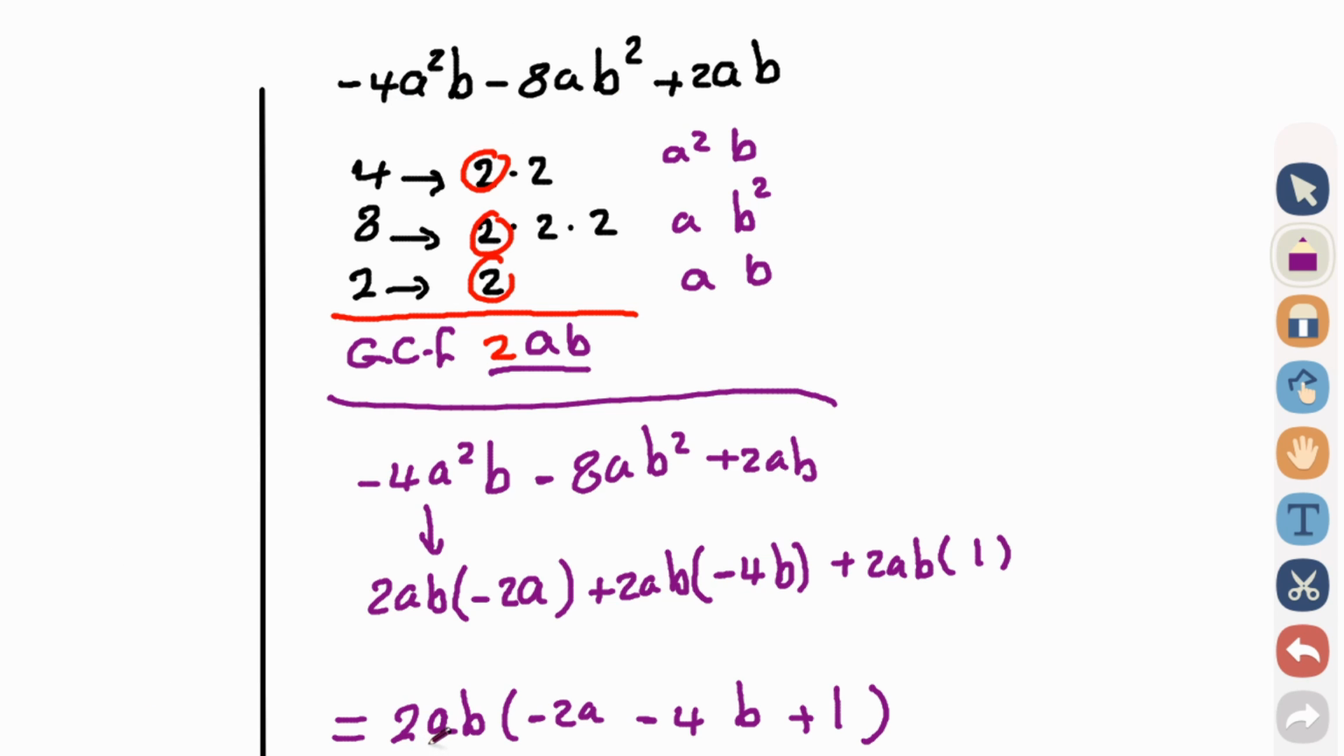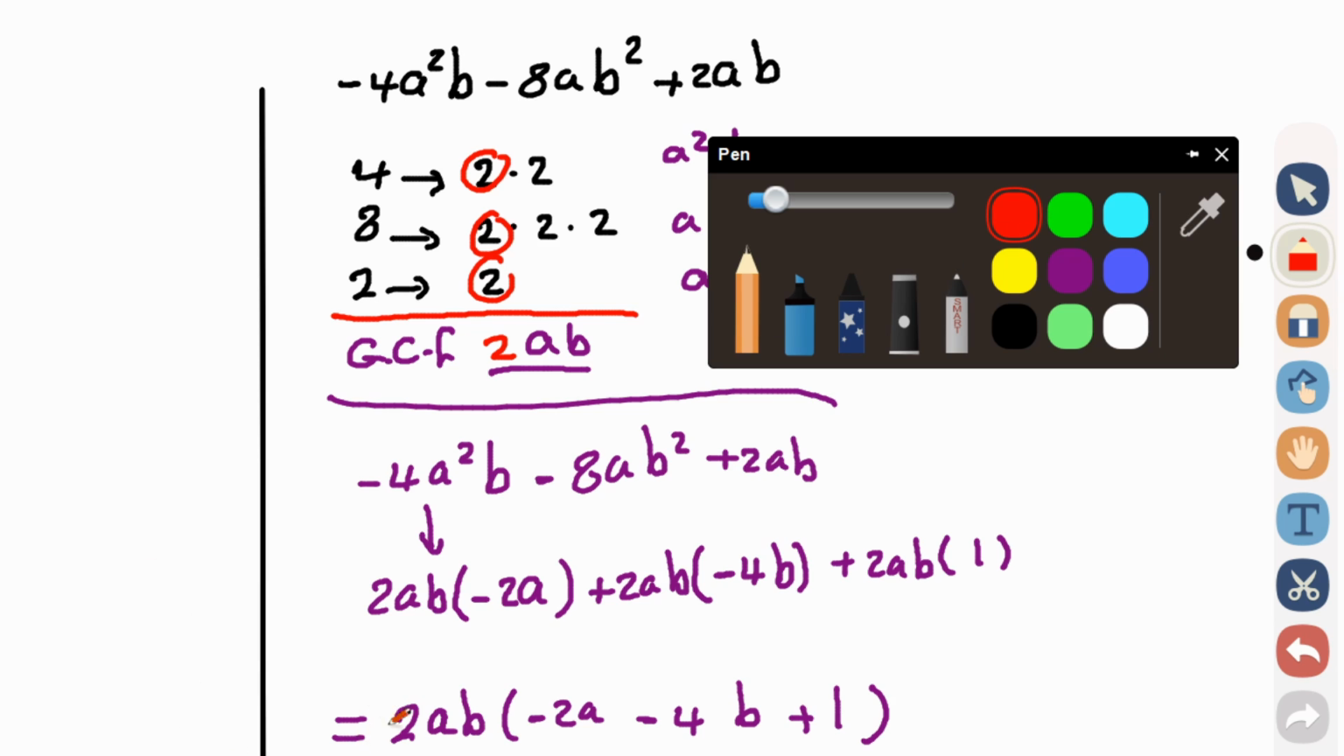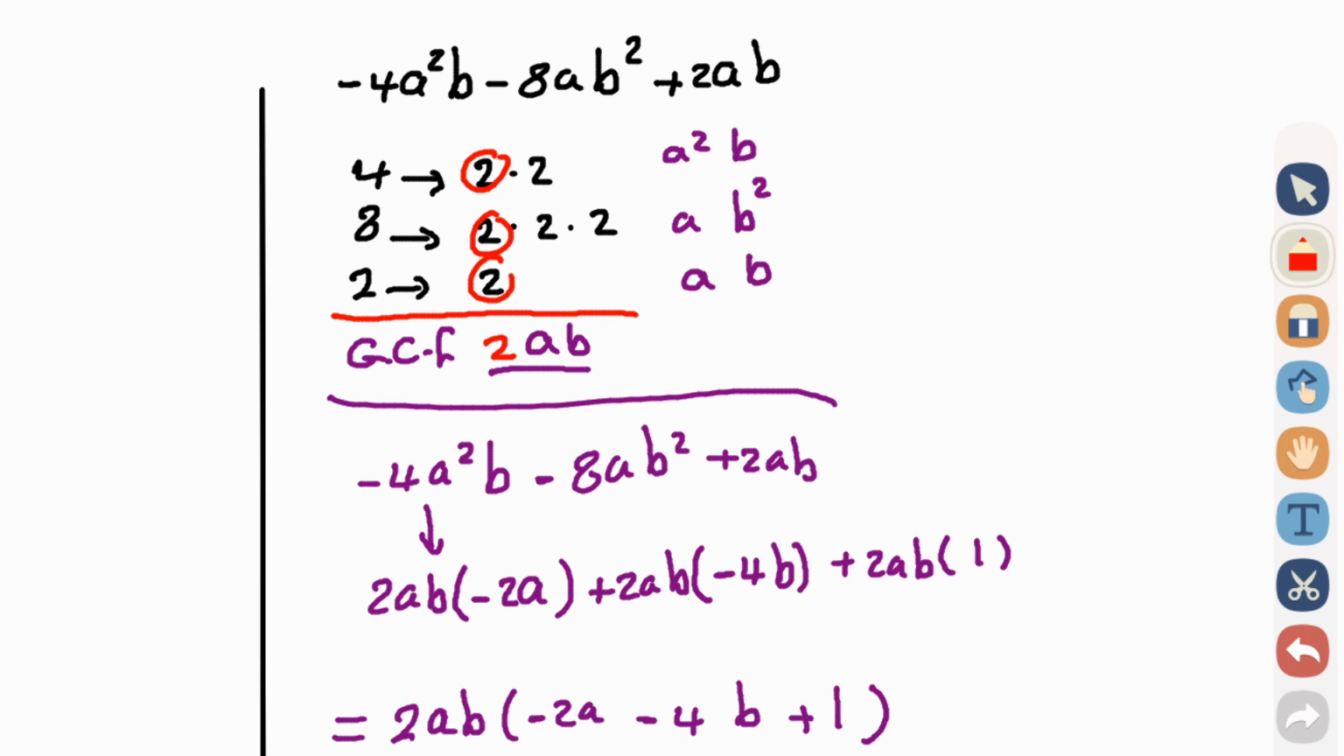Here, if we multiply 2ab by negative 2a, we get negative 4a squared b. And if we multiply 2ab by negative 4b, we will get negative 8ab to the power of 2. And if we multiply 2ab by 1, we get itself, 2ab. So we are right.